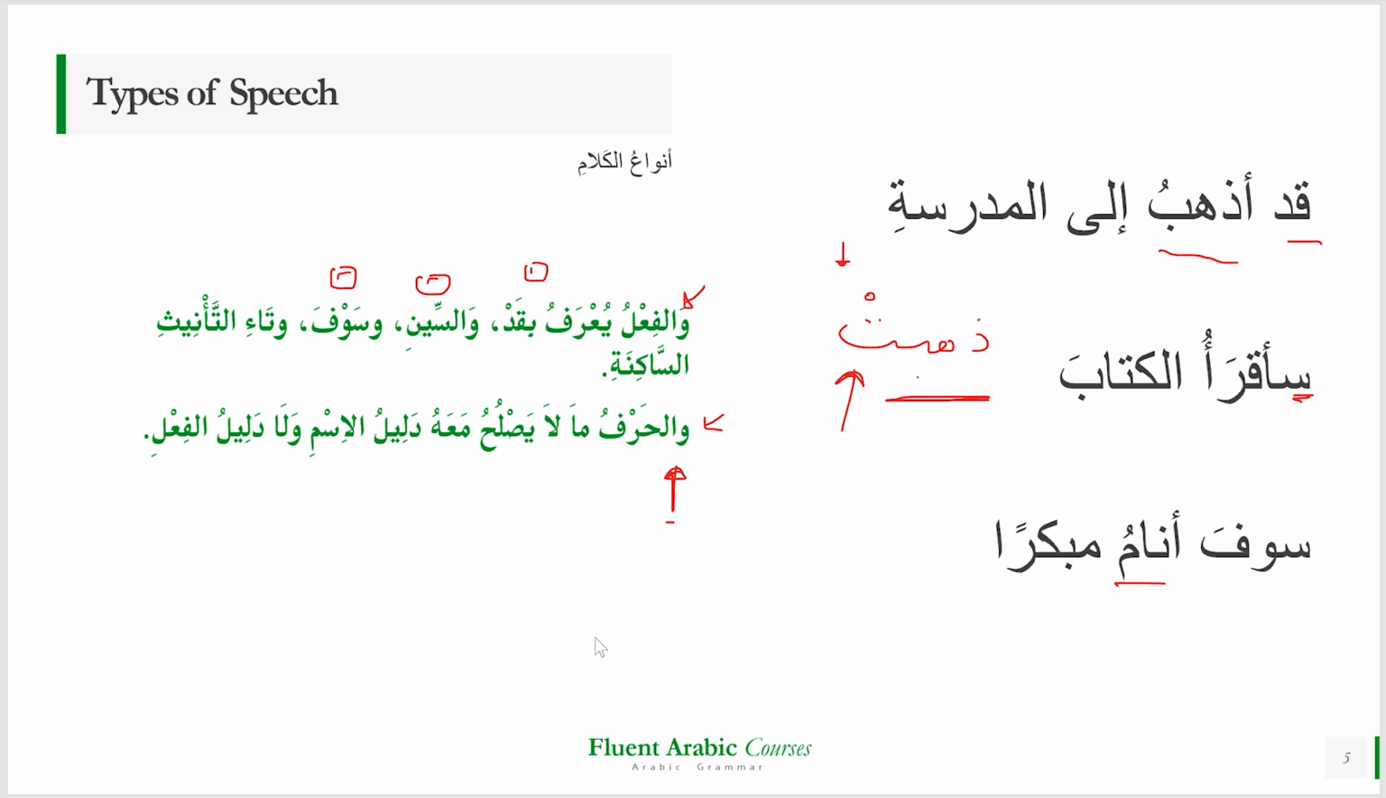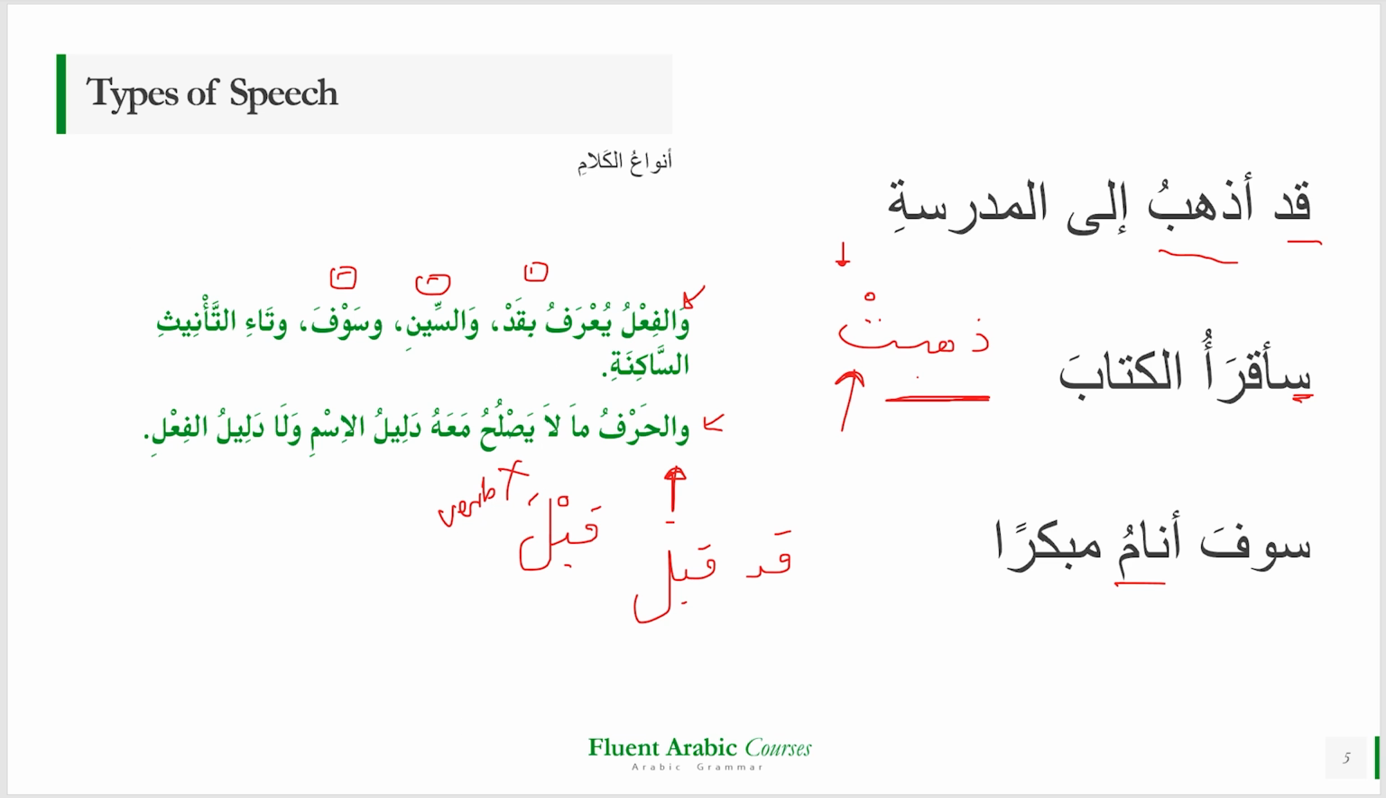So I asked you a question in the beginning. جئت قبل قليل. What about قبل? Let's apply these rules to قبل. Can we add qad, qad qabla? It doesn't make sense grammatically. Seen, sa qabla, sawfa qabla. No. So for sure, it is not a verb.